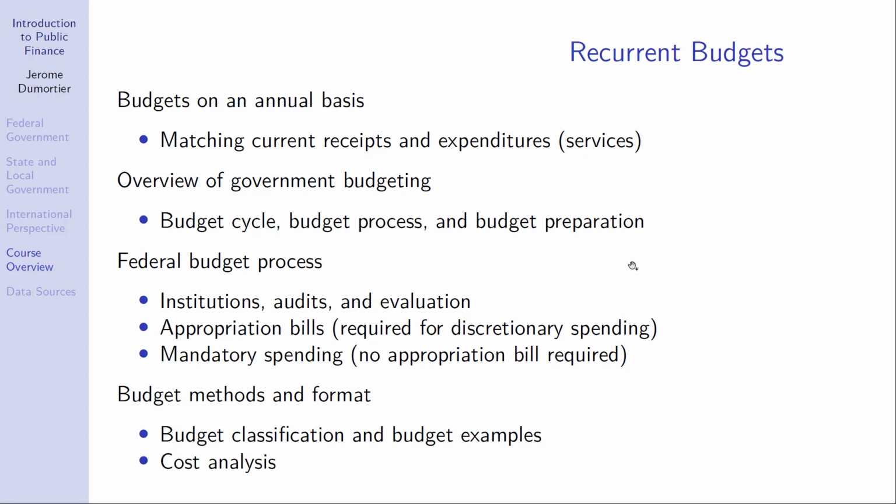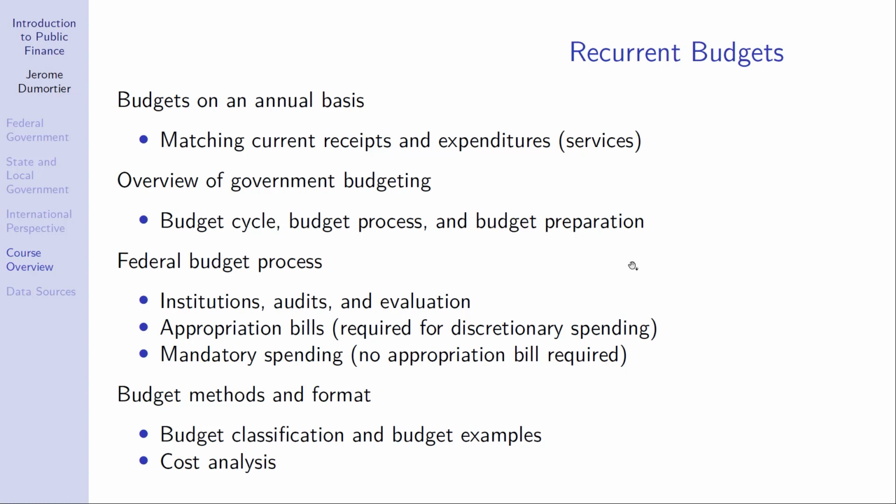Next, we are going to spend a lot of time on budgets. We are going to first look at what are called recurrent budgets. Recurrent budgets are done on an annual basis to match current receipts to current expenditures and services. We are going to have a look at government budgeting in terms of what is a budget cycle, what's the budget process, and how do governments prepare budgets. We are also going to look at the federal budget process. We're going to look at the various institutions and how budgets are evaluated.